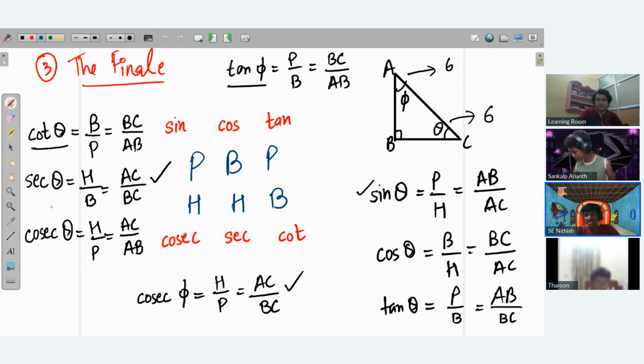Yeah, sure. Sir, so in next class, we will see some interrelationships between sine, cos, tan, cot, sec, cosec, and then proceed further. Okay? Yes, sir.